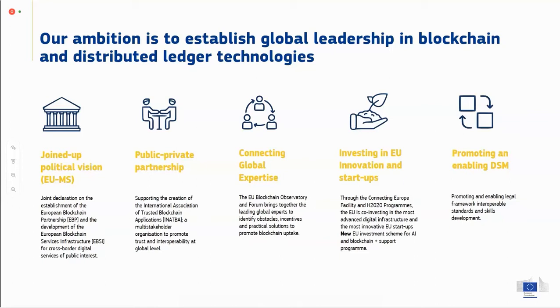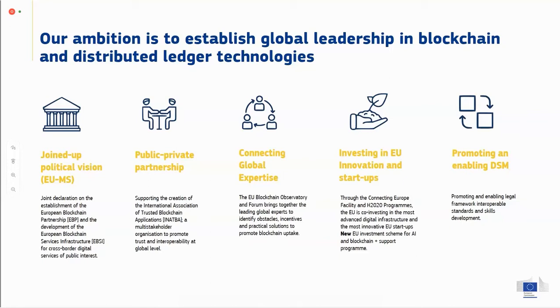Every year we support several innovation projects for blockchain. This was done under the Horizon 2020 program, and it will continue through the new program Horizon Europe, which is the main and big European program for supporting research and innovation.